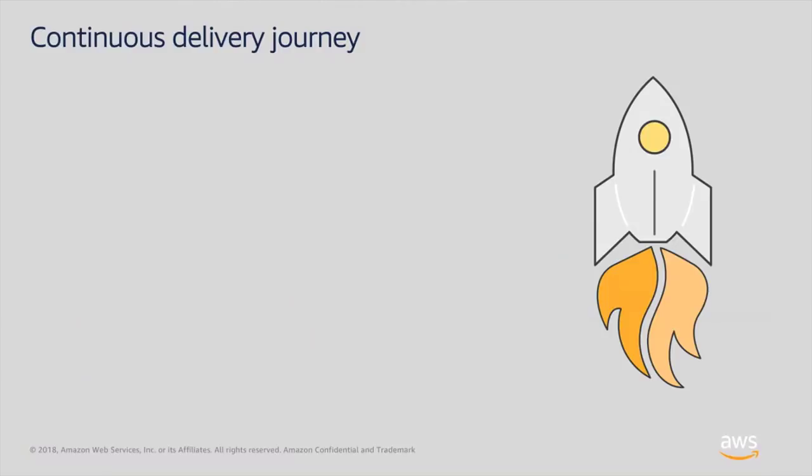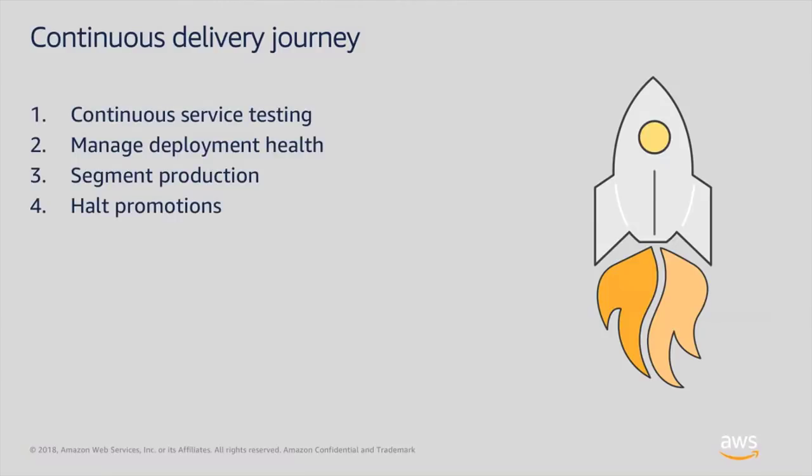So if we look at this from a journey, the idea is we're going to constantly test the service itself. We're going to be managing the deployment health to ensure that as we deploy things to each of the servers in our environments, the application itself, as well as the server itself, are healthy and functioning the way we would expect. We're going to figure out ways as we gain maturity to segment out production so we know how we're deploying this application and we're doing it in a safe manner.